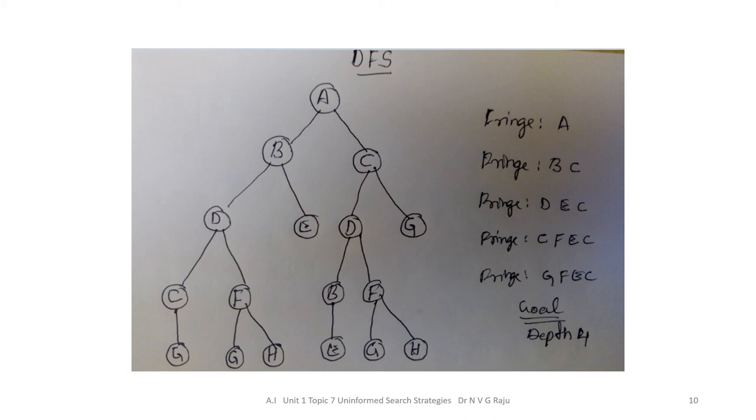If D is not a goal node, expand its successors. Its successors are C and F. Now remove D from fringe, add C and F to the front of fringe. Now fringe contains C, F, E, C. Now check whether C is a goal node. If C is not a goal node, expand its successors. The successor of C is G. Now remove C from fringe, add G to the fringe. Now G is a goal node. We identified the goal at depth 4 using DFS.